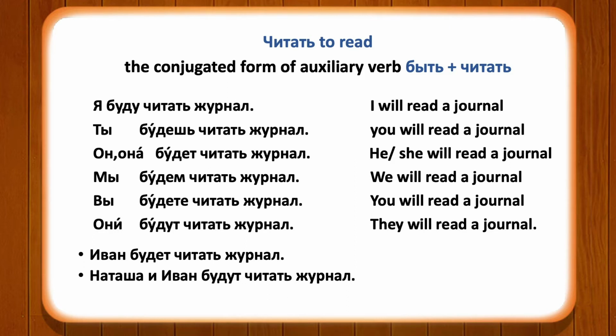Let us repeat once again the compound future tense form of the verb chitaj. Ya budu chitaj jornal. Ti budish chitaj. On budit chitaj. Ana budit chitaj. Mui budim chitaj. Vi budice chitaj. Ani budut chitaj.